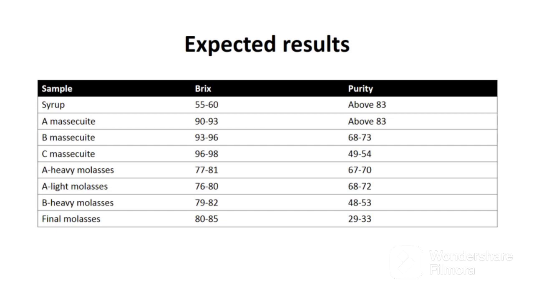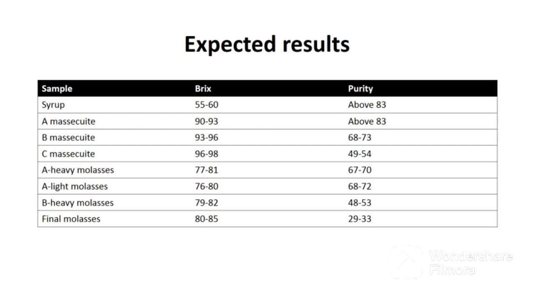Purity of syrup depends on maturity of sugarcane being milled. It also depends on how extracted juice has been handled from milling to evaporation section. So if mature cane is milled, the expected purity of syrup is above 83. The BRIX of massecuite A, B, and C are between 90 to 93, 93 to 96, and 96 to 98 respectively. This BRIX has to be maintained at this level to ensure efficient separation of sugar crystals.